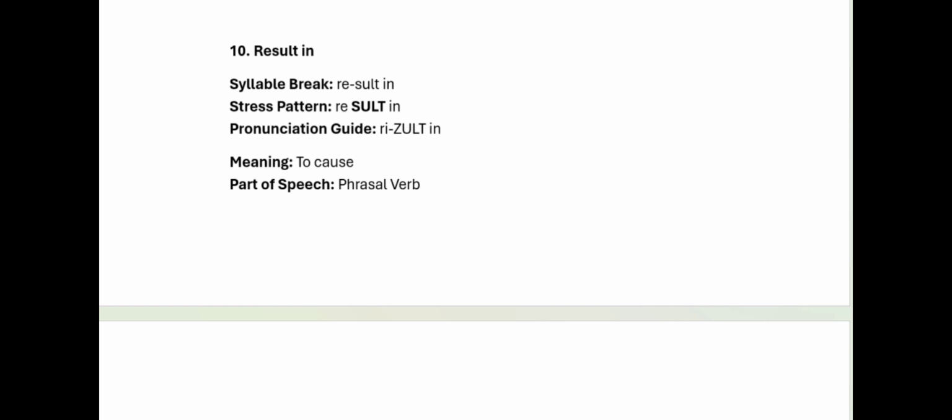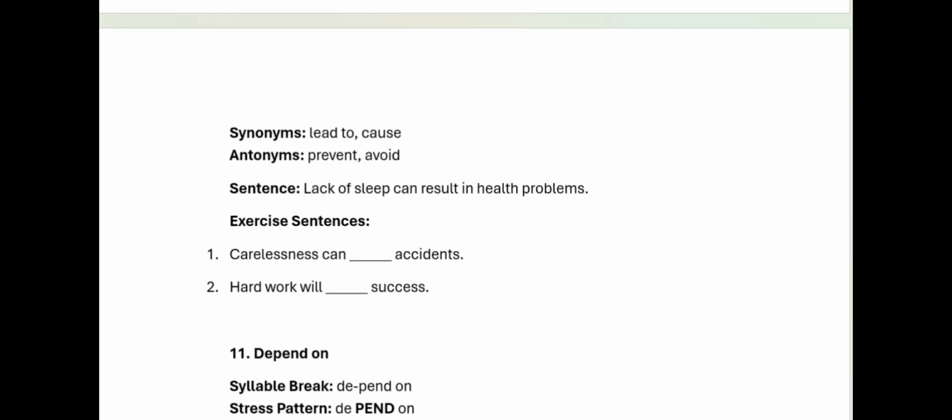Phrasal verbs are again a beautiful and commendable chapter in grammar and highly used by native speakers, so we should compulsorily command them. What is the definition of a phrasal verb? You have a preposition with a verb. Result is a verb, the preposition is in. Both together, result in, make a phrasal verb. Synonyms are lead to or cause. Antonyms are prevent or avoid.